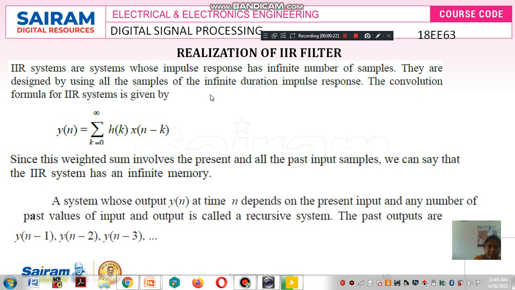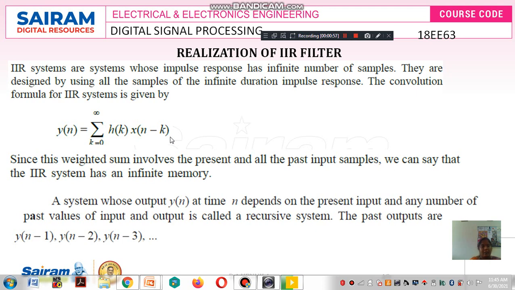IIR means infinite impulse response. It has both A coefficients as well as B coefficients, and the convolution formula for an IIR system is given by y of n equal to summation k equal to 0 to infinity h of k x of n minus k. This means the IIR filter consists of the present and all past input samples, so it has infinite memory.